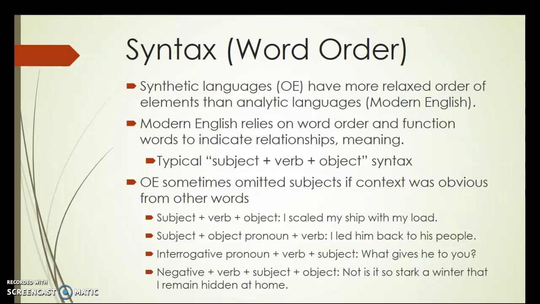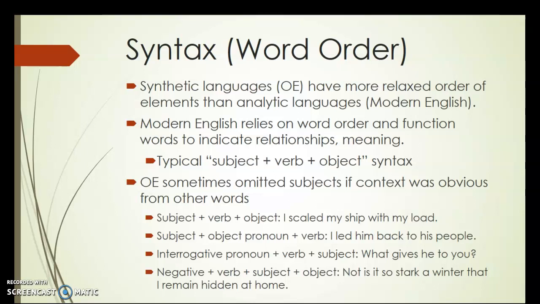Analytic languages like modern English, so what we speak, do not communicate as much through the few word inflections we have. So we rely on an established standard word order, which we all know. Typically it's subject, verb, object. That is our word order. Old English, on the other hand, could actually omit subjects if the context was obvious from the other words in a sentence.